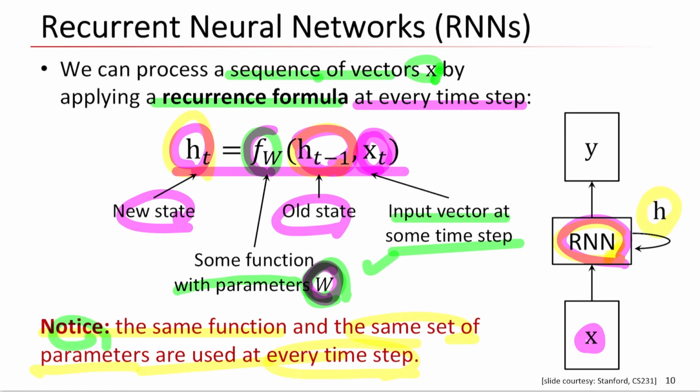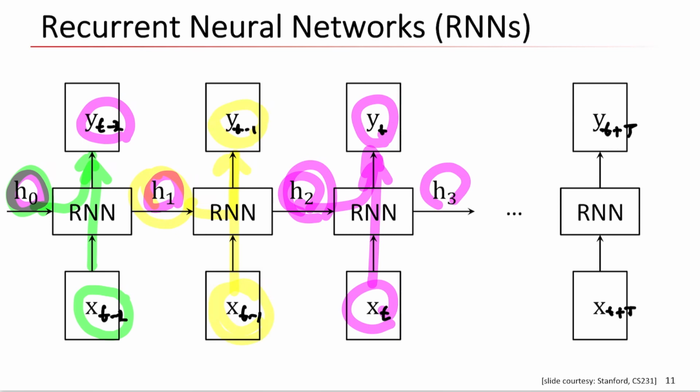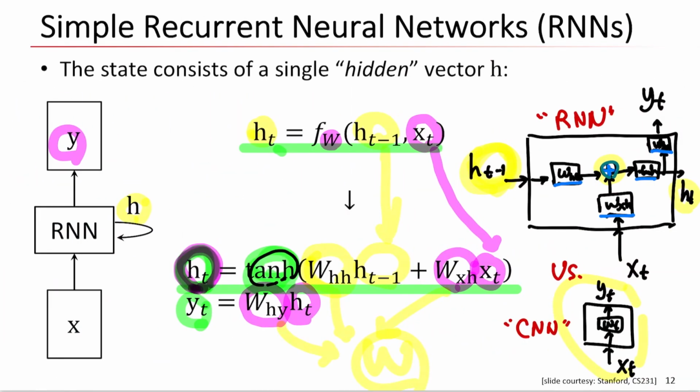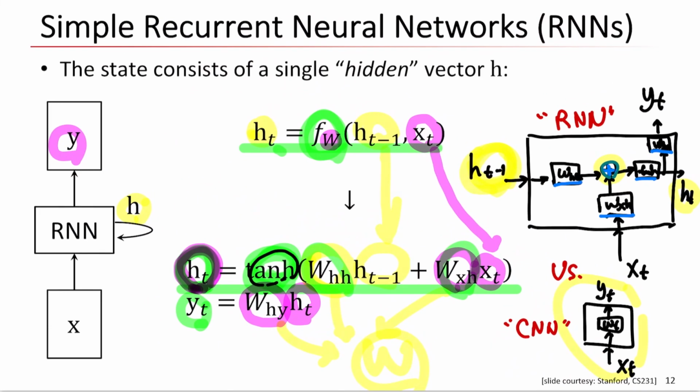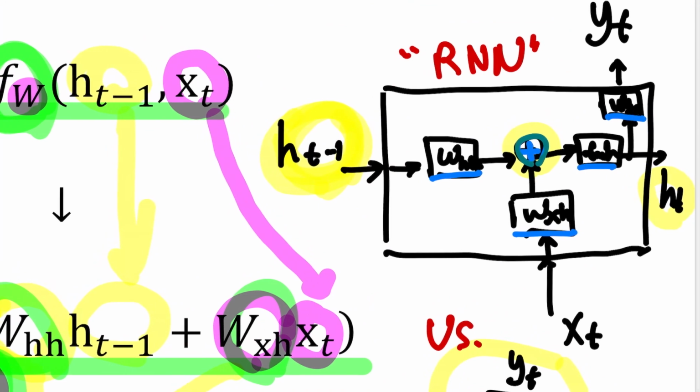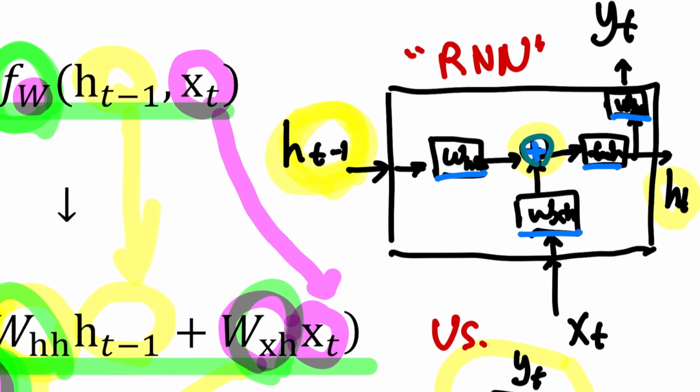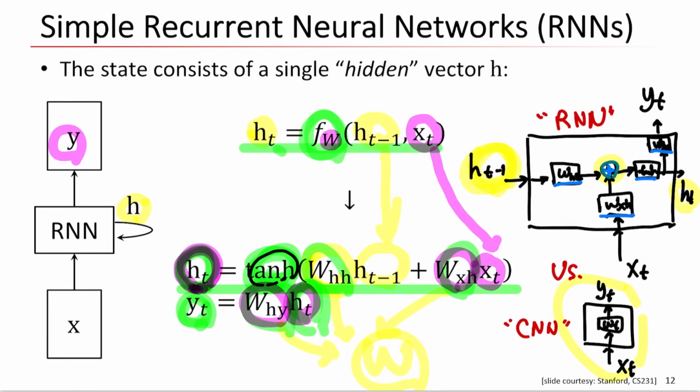Please note that the same function and the same set of parameters are used at every time step. So if you see these RNN modules, they have shared network parameters. There are several ways to represent this function FW, but generally we use the tanh with WHH and WXH, formulated something like this. We can then represent YT from the hidden state HT and WHY. It means that we have three kinds of trainable parameters within one RNN module: WHH, WXH, and WHY.